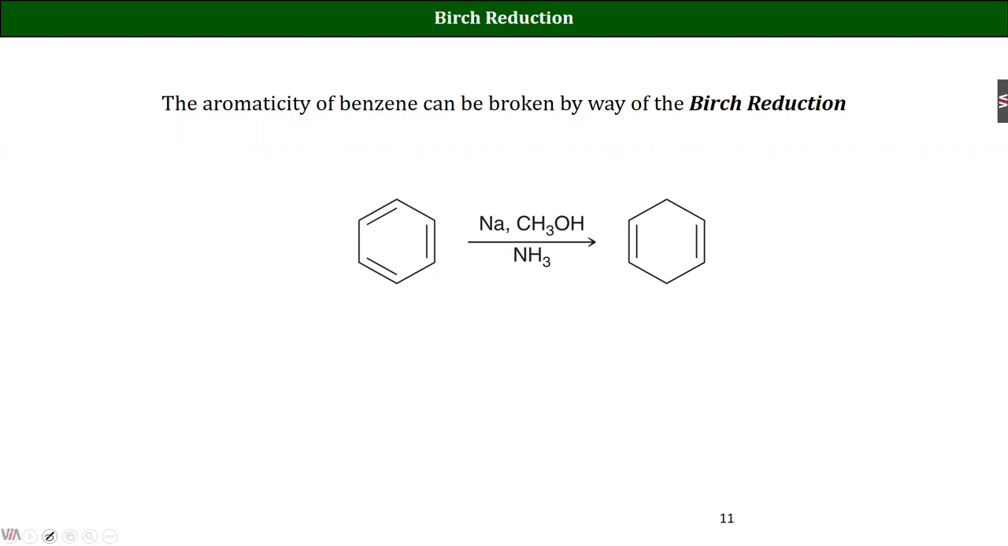You might notice it's really similar to the dissolving metal reaction, which was when we had an alkyne that we wanted to selectively reduce to make it an alkene and leave it trans. We could use sodium metal and ammonia, and that gave us the trans partial hydrogenation. And so we see something similar here. It's not so much that it's giving us the trans partial hydrogenation, but it gives us a partial hydrogenation of benzene.